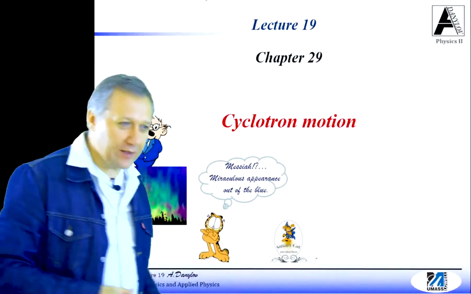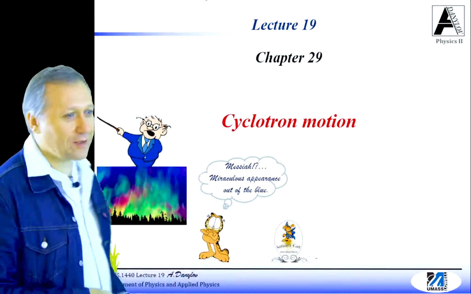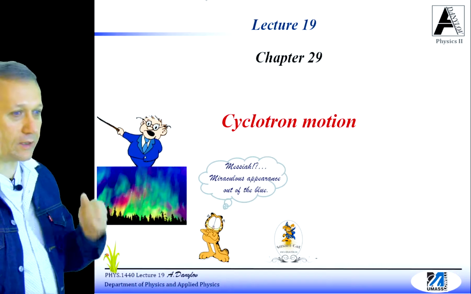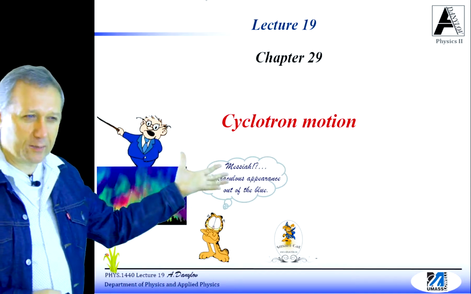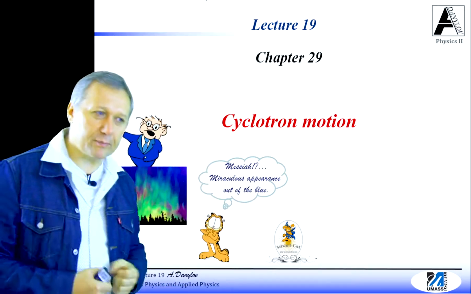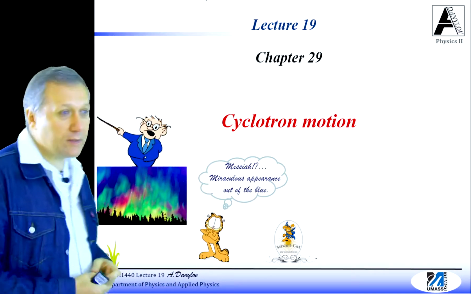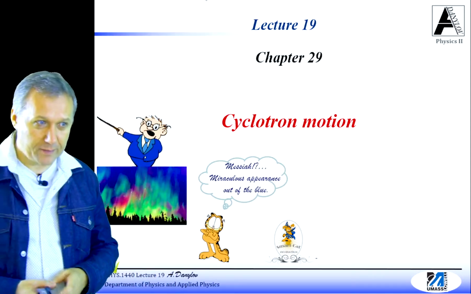We're still in chapter 29, still in the chapter where we started introducing magnetism. And now we're going to discuss this cool name, cyclotron motion. If you tell somebody that, it sounds very impressive, right? Cyclotron motion. But everything is reasonably simple, right?